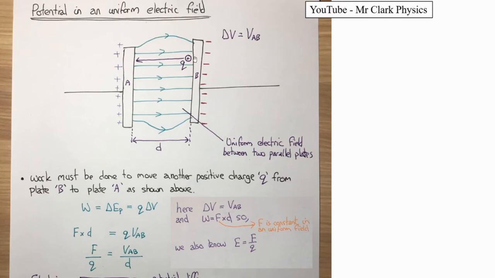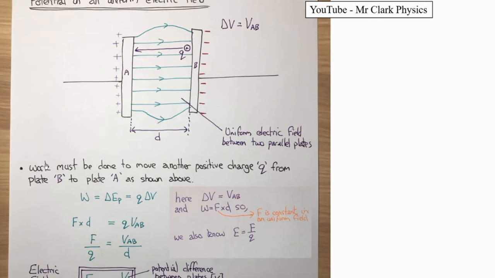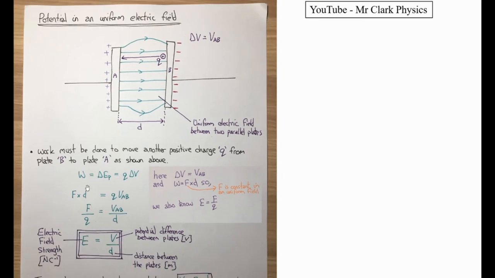These are the two things that affect how much energy I'm going to have to use. So work must be done. That means it's going to cost me energy to move this charge on over. And you might say, well, how are we going to work out how much that's going to be? Well, as our starting point, work is defined as being the change in electrostatic potential energy.